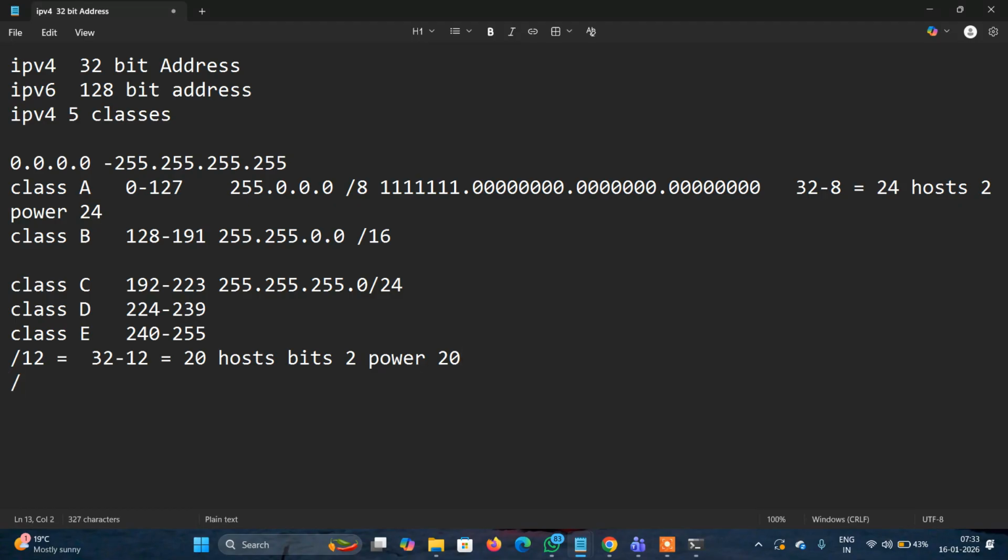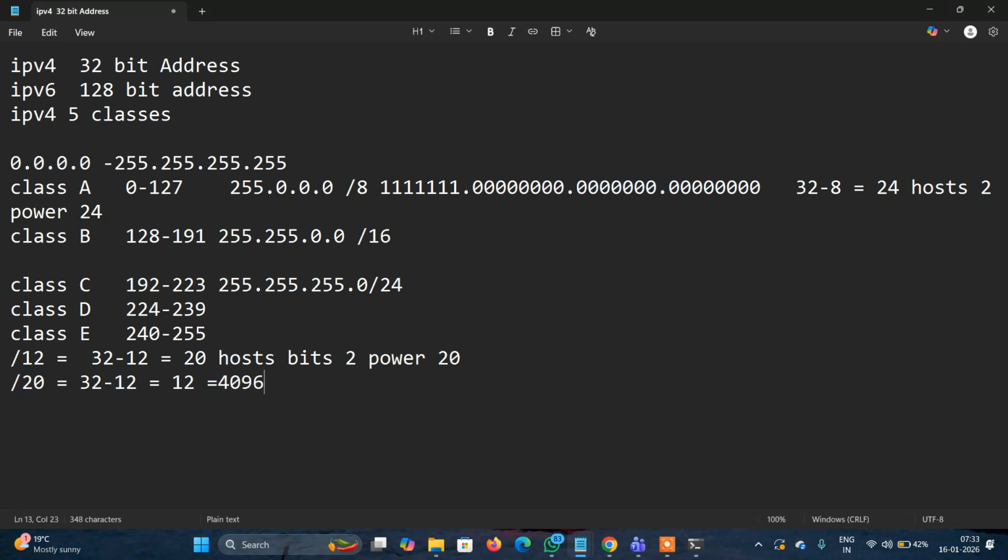Suppose you write down /20. Now tell me the answer. How many hosts? 12 host bits. So here, what is the value of 2 power 12? 2 power 12 is equivalent to 2 into 2 into 2, multiplied 12 times.